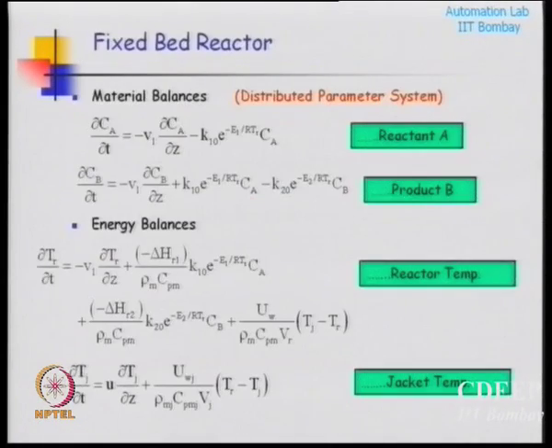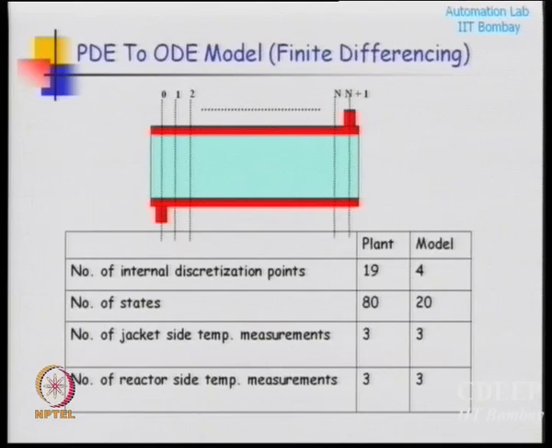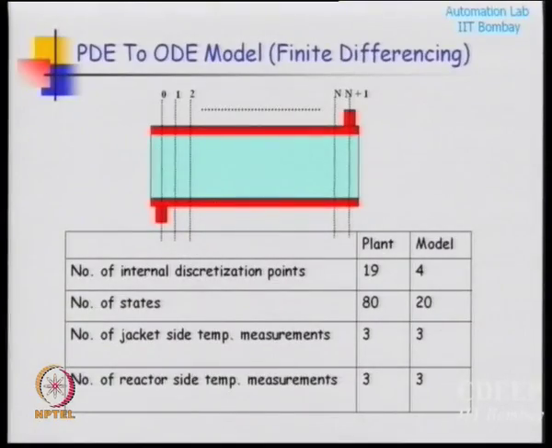We have done this with 19 compartments, and there are 80 states, but we have only 5 temperature measurements. The question is, can I estimate the concentration profile and temperature profile inside the reactor using just 5 or 6 temperature measurements? Are 6 temperature measurements enough to reconstruct the state? Can I reconstruct 80 states using 6 measurements? This is a fundamental question.